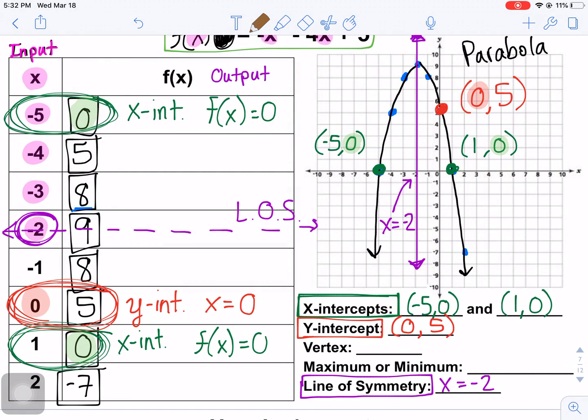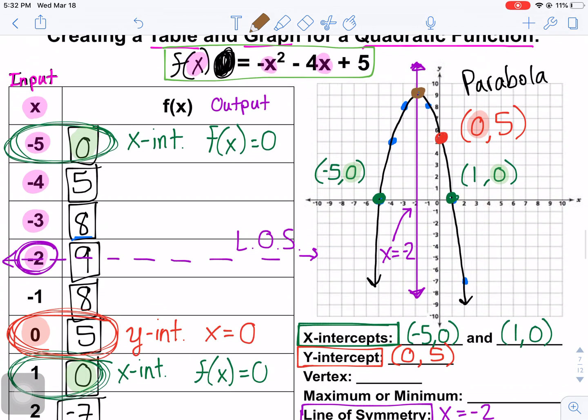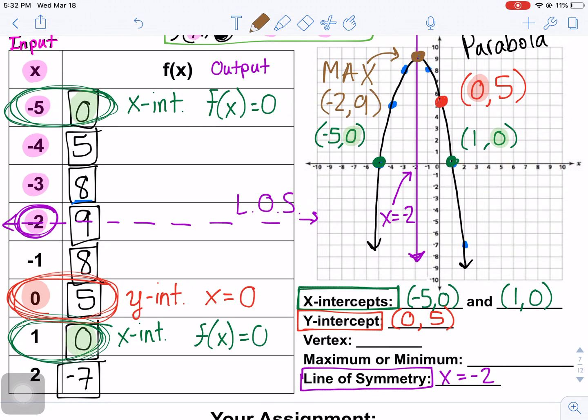In our graph, our vertex is at the very top of our graph. That makes our vertex also a maximum point at (-2, 9). So on the bottom right, for vertex, we're going to write (-2, 9), and that point is a maximum.